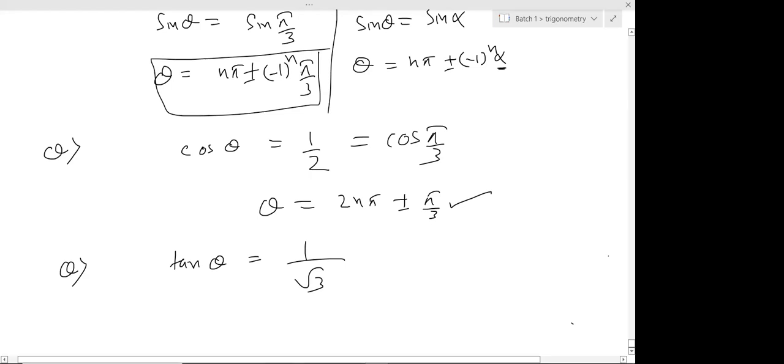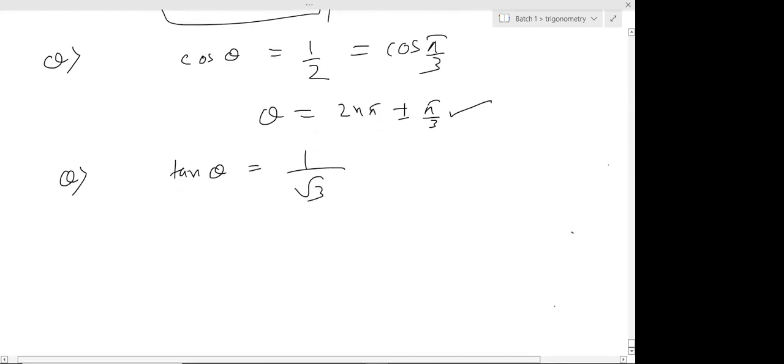All right. Next question. 2 sine theta plus 1 equals to 0. Try to solve this one.